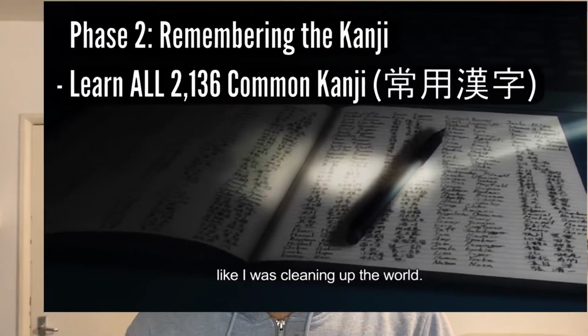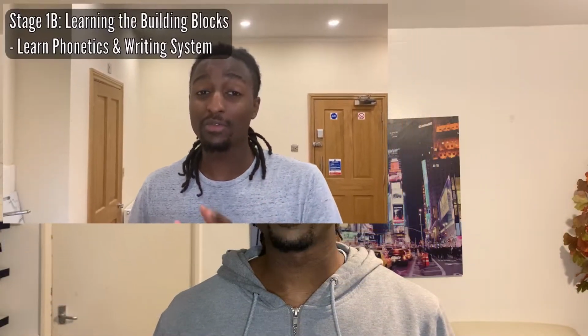Alright, let's recap first. For those doing the AJAP method, our last video was about phase 2, remembering the kanji, and now we're moving on to phase 3, which is remembering the kana. And for those following the refold method, we are still on stage 1B, learning the building blocks.